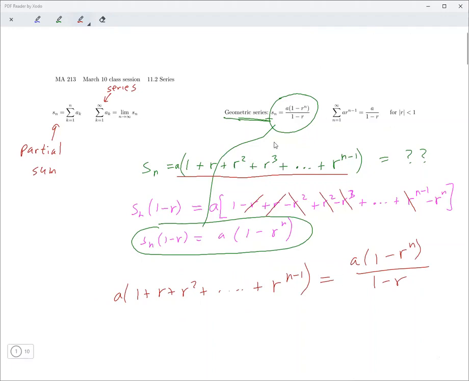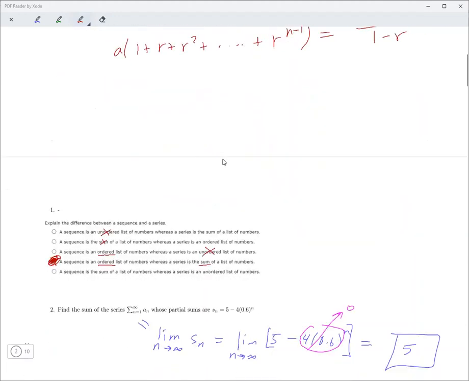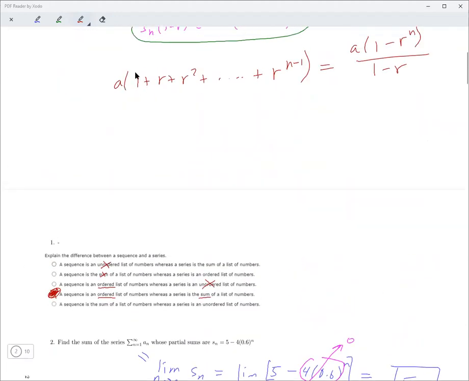I'm going to show you how that comes up with the exercise. So just remember this right here. It's really important to remember that. If you have that, you're going to get this.